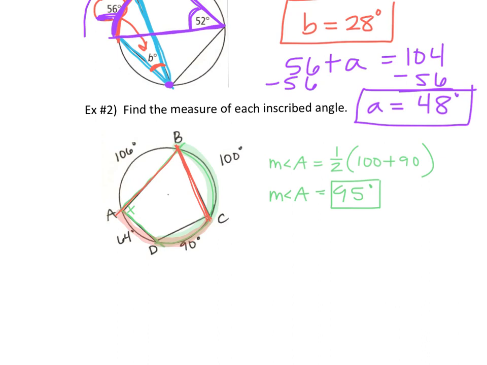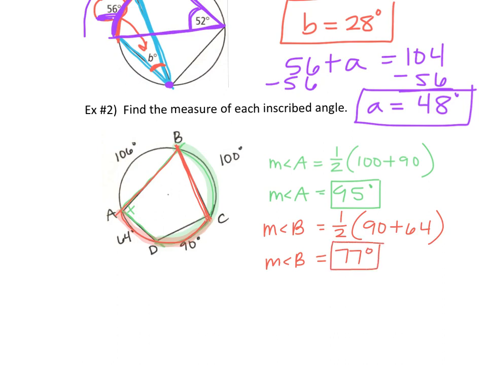Okay, well that arc, which we would call arc AC, will help us find the measure of angle B. The measure of angle B is going to be half of whatever that arc is, and that arc is 64 plus 90. Okay, so half of 154 will be the measure of angle B, which means our measure of angle B is 77 degrees. Okay, on to angle C.